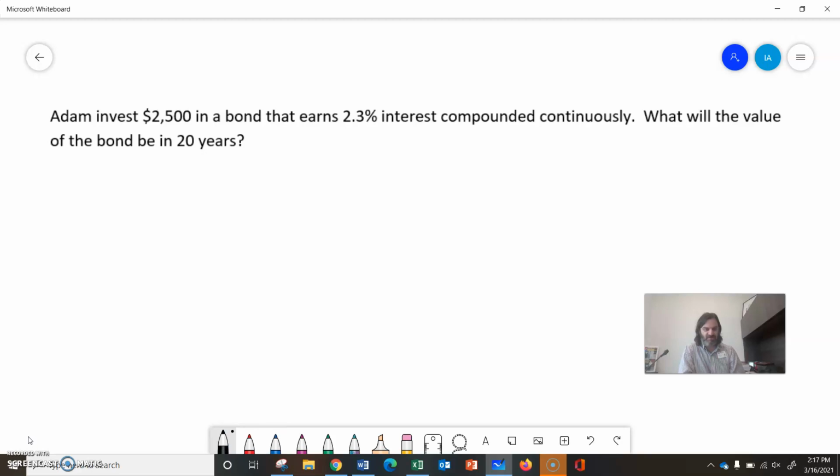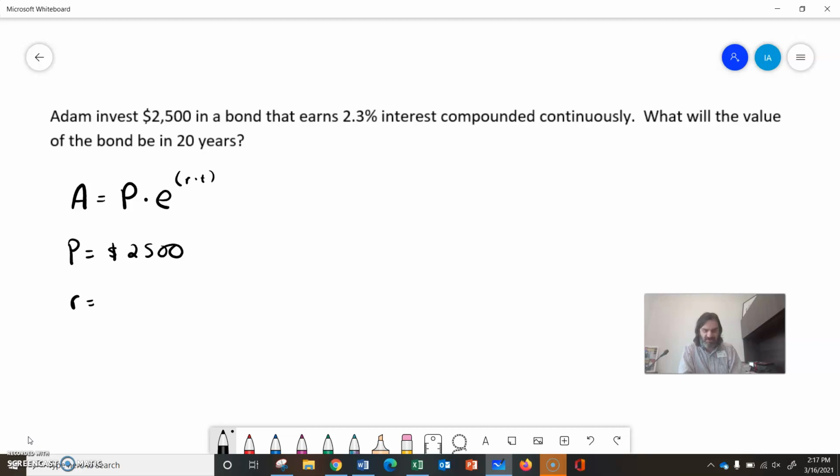So the formula we're going to write out here is the continuous interest formula, which is A equals P times e raised to the r times t. So what do we know? We are looking for A because that's the ending amount, but the P is given to us, that is 2,500.